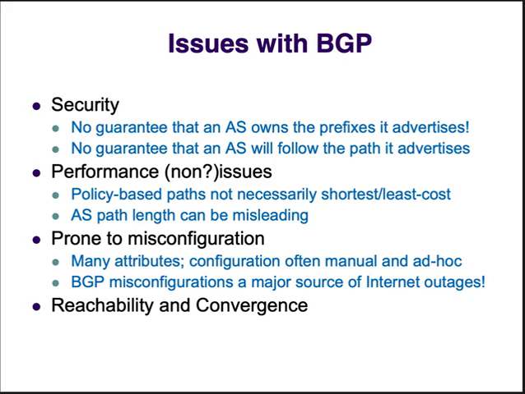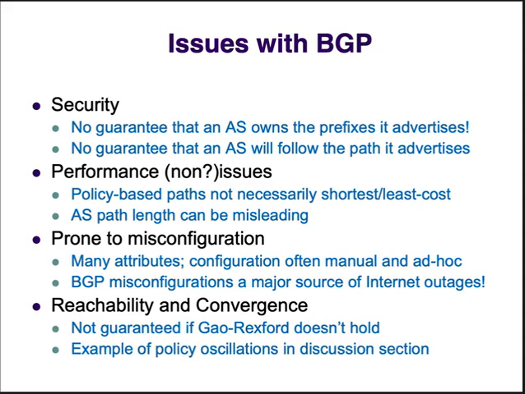Okay. And finally, reachability and convergence. I touched on this last time. If you follow Gao-Rexford, good things happen. If you don't follow Gao-Rexford, all bets are off. There's no guarantee even that all destinations would be reachable or that you'd have convergence. And in section, you're going to see this very fun example of how, if you don't follow Gao-Rexford, you could have continuous oscillations in which path you're selecting. So routing actually never converges.